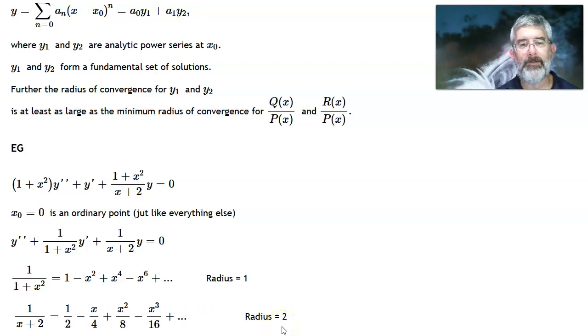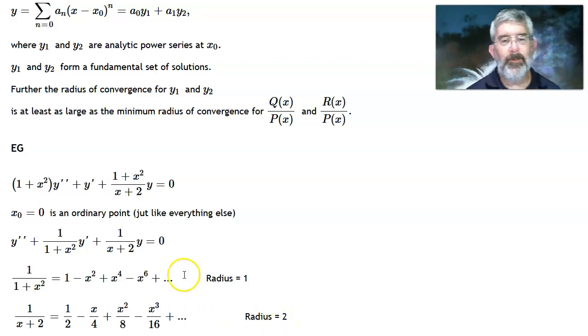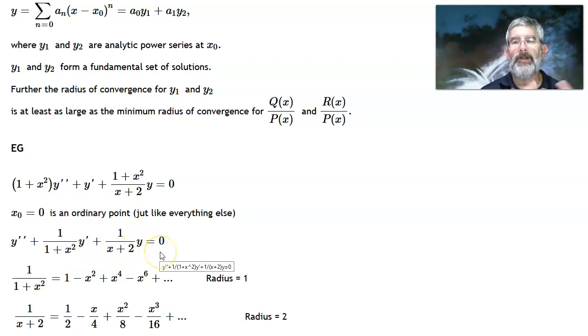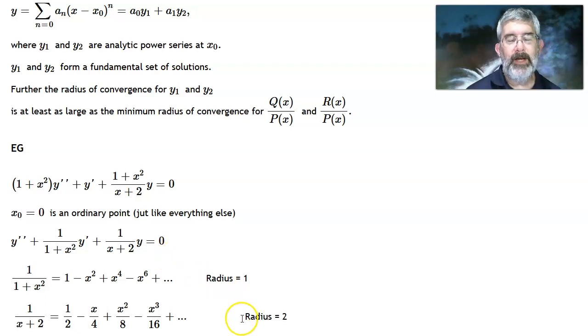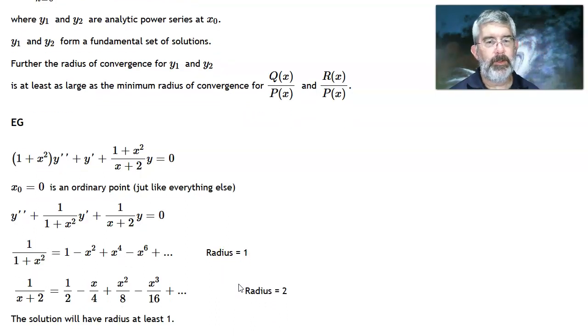So this has radius of convergence 2, which tells me that whatever the solution is that I get here, when I do this, it would not be a simple problem, but still I could do a power series solution for this, and it would have a radius of convergence of 1 or more, right? It'd at least be 1, because the smaller of these two is 1. Okay, so the radius of convergence is at least 1.